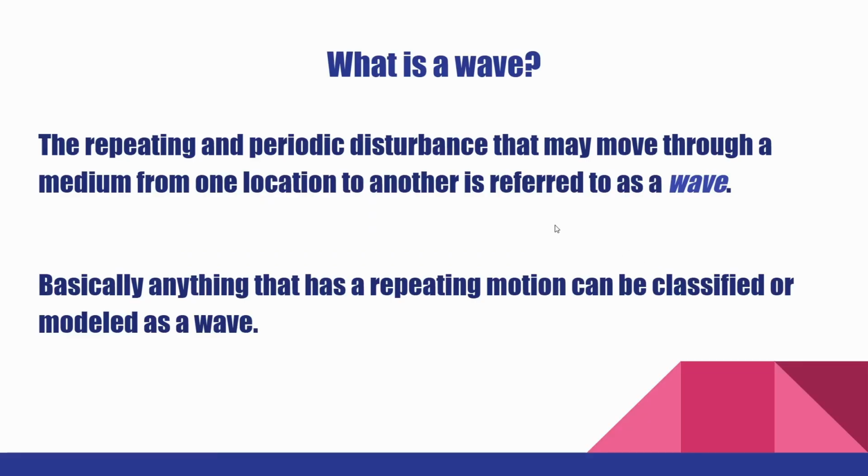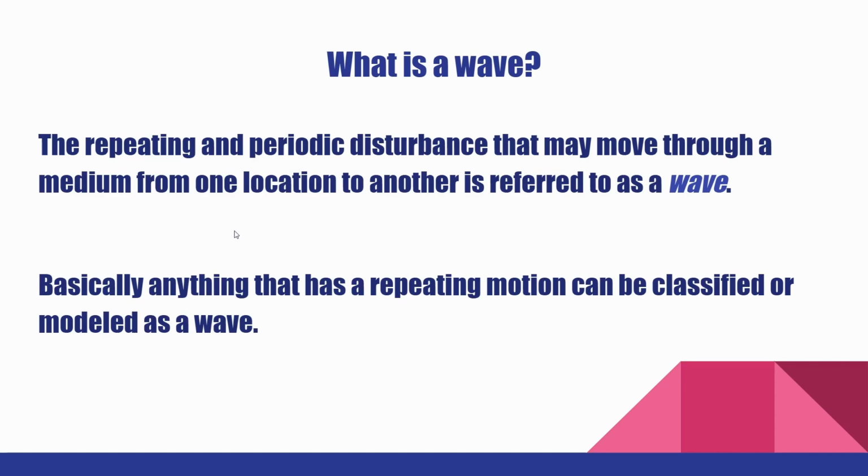Okay, welcome back. Today I'm going to be going over waves and principles of waves in physics. So, what can be classified as a wave is anything that has a repeating or periodic disturbance that may move through a medium from one location to another. It's classified as a wave. There's a few terms that you're going to need to know here, such as a disturbance and a medium.